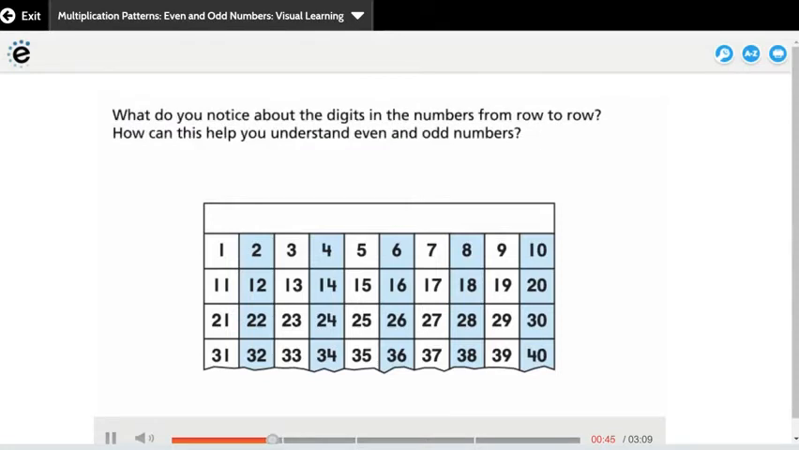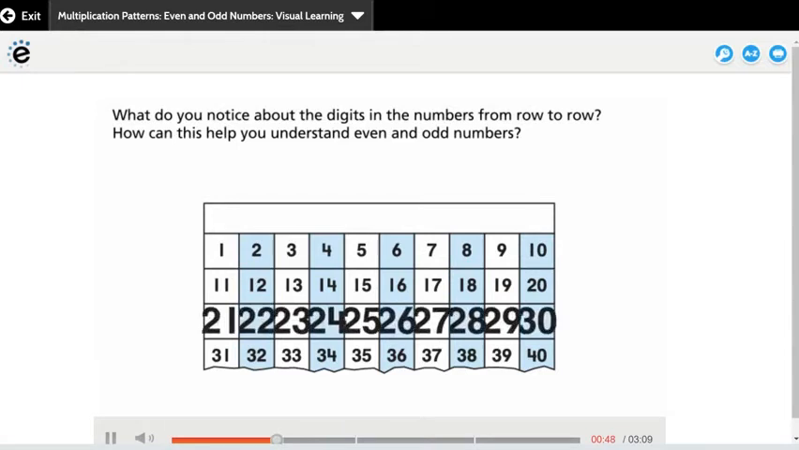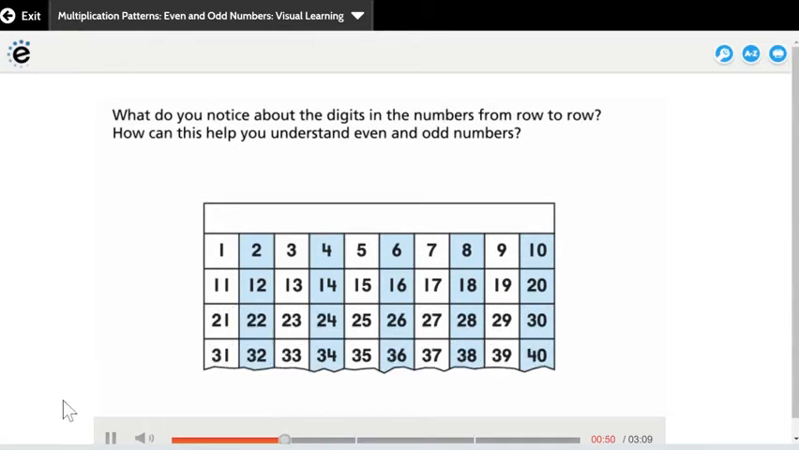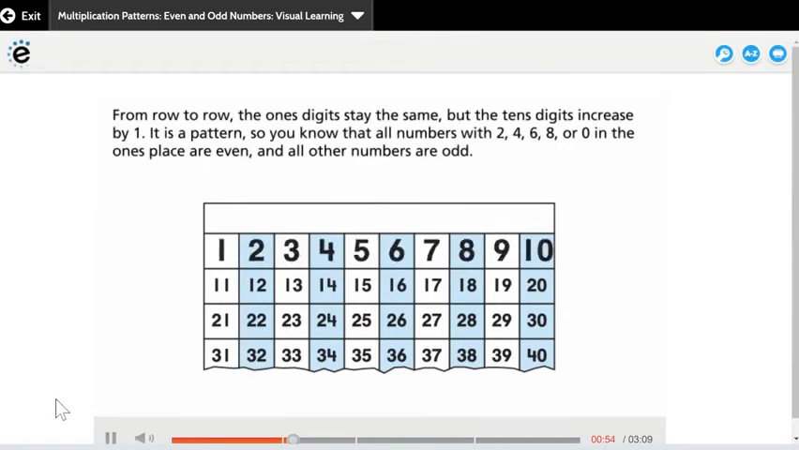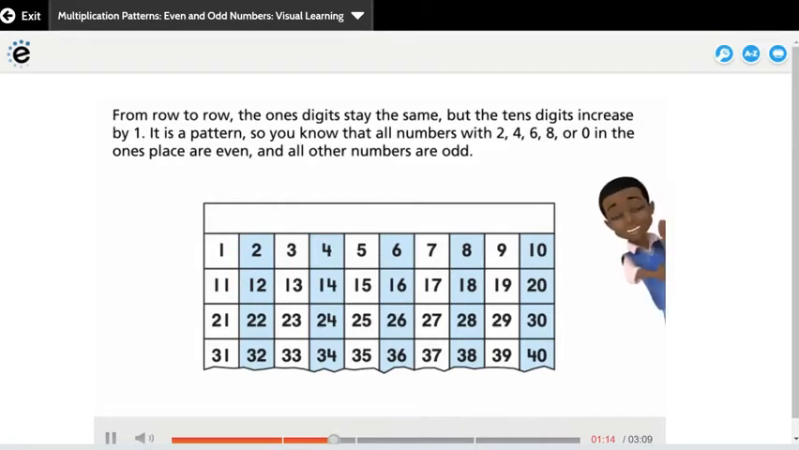What do you notice about the digits in the numbers from row to row? How can this help you understand even and odd numbers? From row to row, the ones digits stay the same, but the tens digits increase by 1. It is a pattern, so you know that all numbers with 2, 4, 6, 8, or 0 in the ones place are even, and all other numbers are odd. Even numbers have 0, 2, 4, 6, or 8 in the ones place.